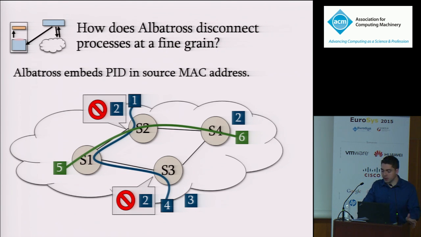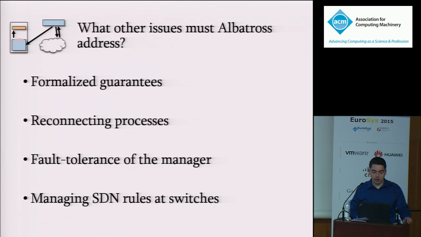Now, there are some other issues in implementing Albatross that I'm going to touch on briefly here. And the first one is formalizing the guarantees about this service. Because it's not disconnecting processes, or killing, and it's not doing lease revocation, the guarantees that it gives are asymmetric. That is, it's only giving guarantees to the processes that it can communicate with.